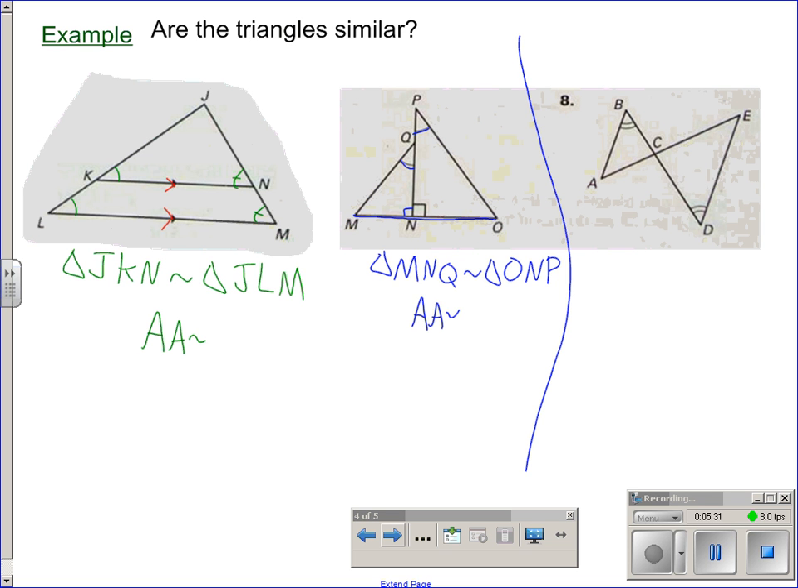For this last example, we have one pair of angles congruent, angle B congruent to angle D. We've also got vertical angles. So, angle-angle similarity, now these two triangles are similar to each other. So, triangle ABC will be similar to triangle.